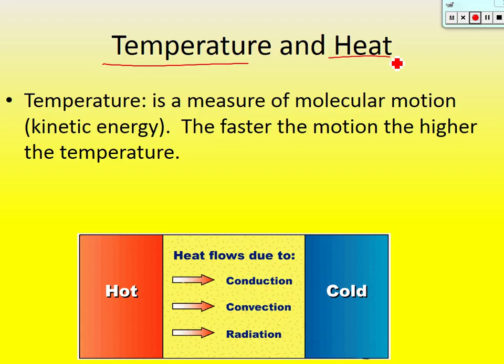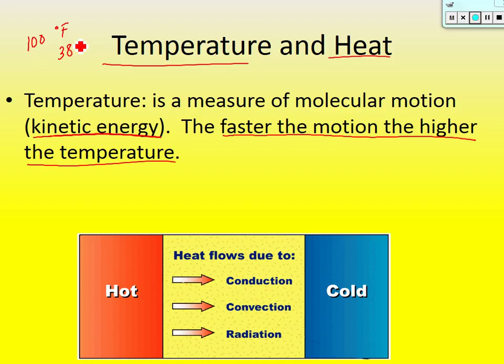Temperature is a measure of the molecular motion. So it's a measure of kinetic energy, how fast the molecules are moving. Here's the deal. The faster the motion of these molecules, the higher the temperature. So on a hot day, say in the summer, you can reach 100 degrees Fahrenheit, right? If we put that in Celsius, I don't know exactly what this is, around 38 or something, maybe 39, 40, who knows.